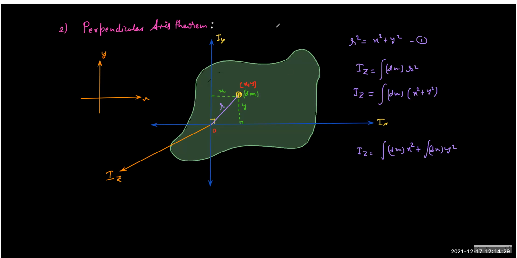And why am I doing this intentionally? Because I know the answer for the individual terms. What is the first term representing? Anyone? IY. Very good. The first term is IY because x is the distance from the Y axis. And what is the second term representing? IX. And now you have the answer. This line, this answer is nothing but the perpendicular axis theorem. This is your theorem.